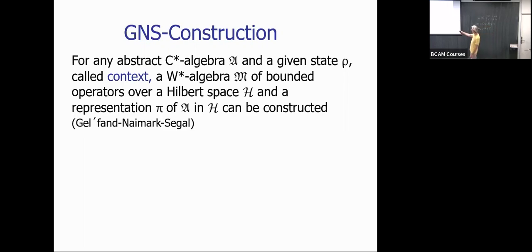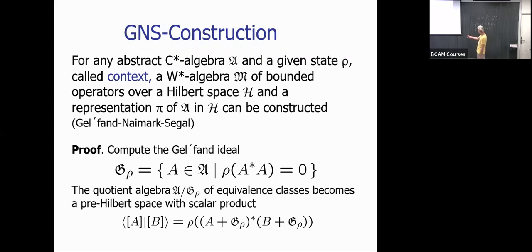And we now see that for any abstract C-star algebra and for a given state, which we now call a context, for reasons that will become clear later, we can construct such a W-star algebra of bounded operators over a Hilbert space, namely by this Gelfand, Neumark, and Segal construction. How does this work? Here we evaluate this context state over the products of adjoint elements of the algebra and themselves. And we take the subset of the algebra of all elements whose products become mapped onto zero. So this is the kernel, so to say, in the algebra that is annihilated by the state. This is called the Gelfand ideal.